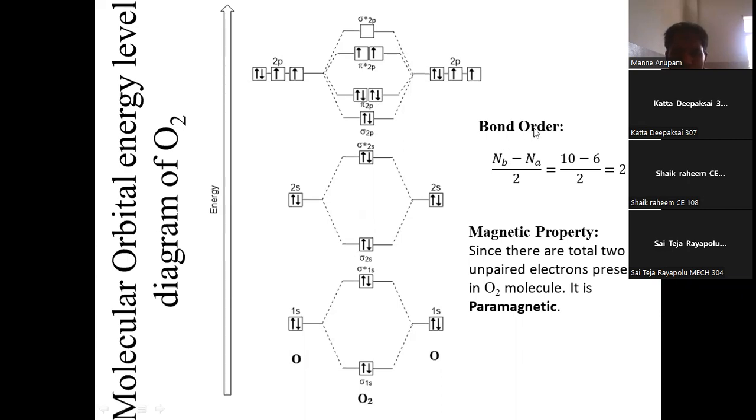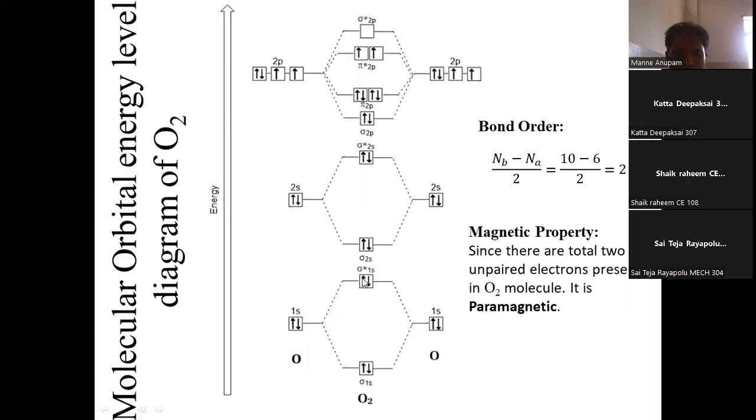Now we see bond order. We have to study bond order. What we are studying in bond order: Nb minus Na, that means the number of bonding electrons minus the number of anti-bonding electrons, divided by 2. So let us count the number of bonding electrons and anti-bonding electrons. Here in bonding, 2 plus 2, 4 electrons, 4 plus 6, total 10 electrons are there.